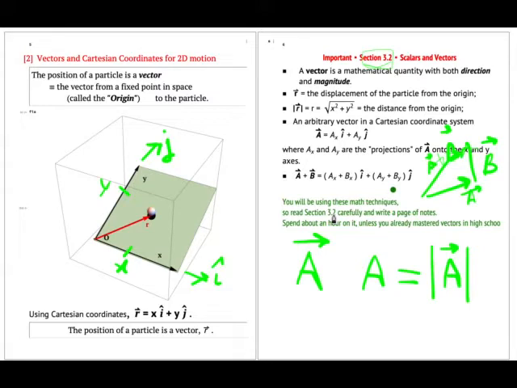Now, some people have taken physics in high school. You may have already mastered vectors in high school or in an algebra class, but if you haven't, spend about an hour reading section 3.2 and taking notes.